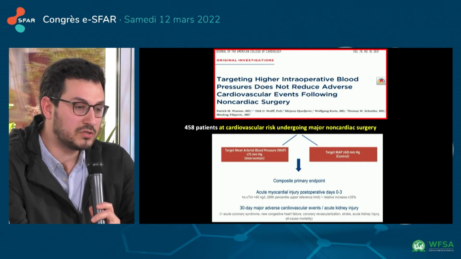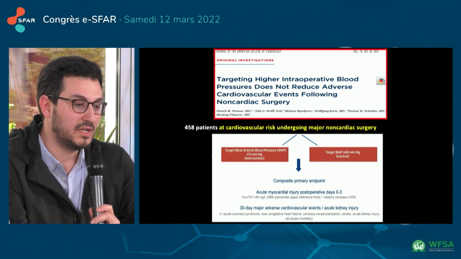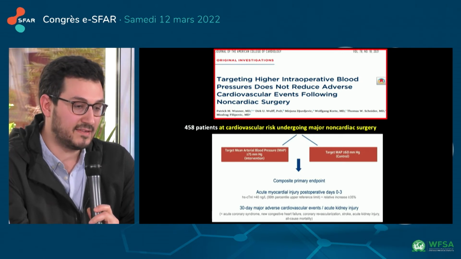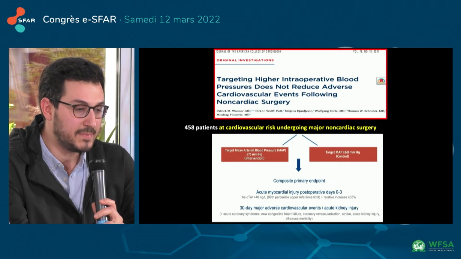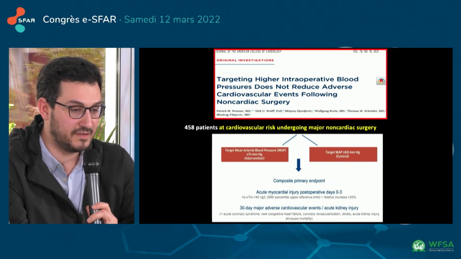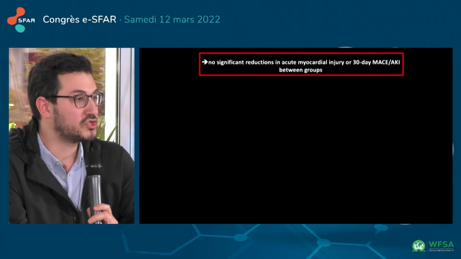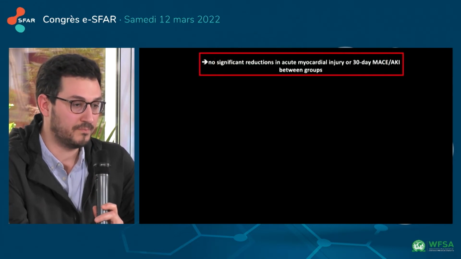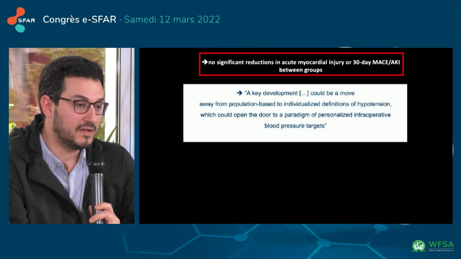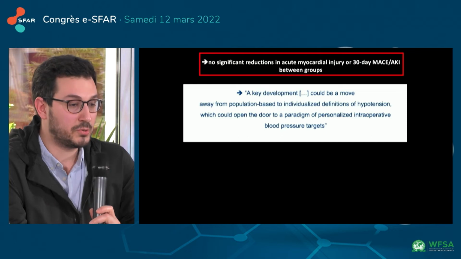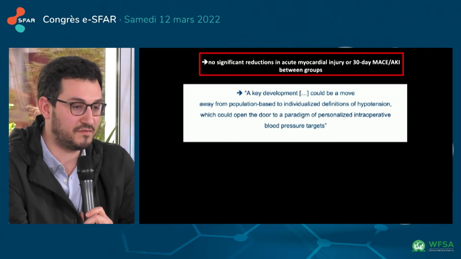The primary outcome was a composite endpoint, including acute myocardial injury during the first 3 days post-surgery and 30-day major adverse cardiovascular event and acute kidney injury. Unfortunately, this study did not show any difference between the 2 groups. And in the discussion, they said that we can move from a population-based threshold to a more individualized definition of hypertension.